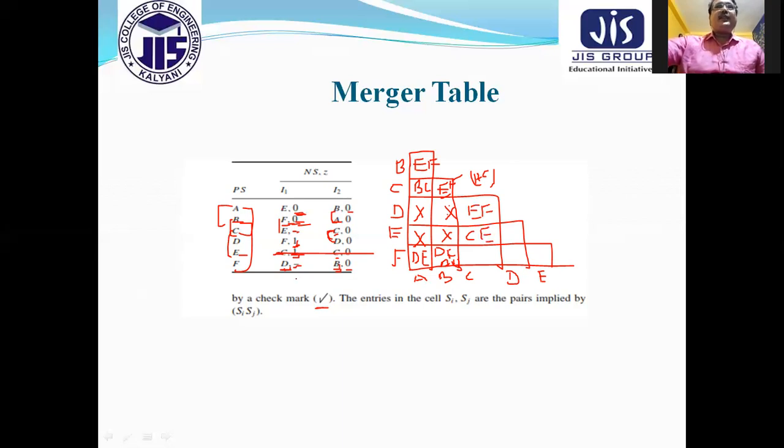Like C and F, you can check. Here dash, so it is okay. Here B and here C. So here we are again getting the two values, like the DF and then the BC.